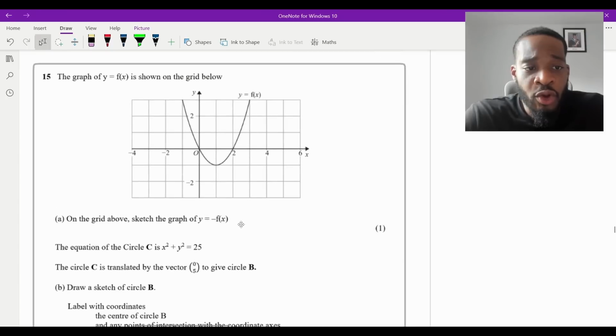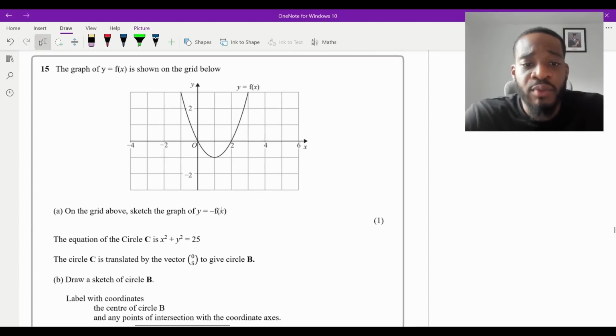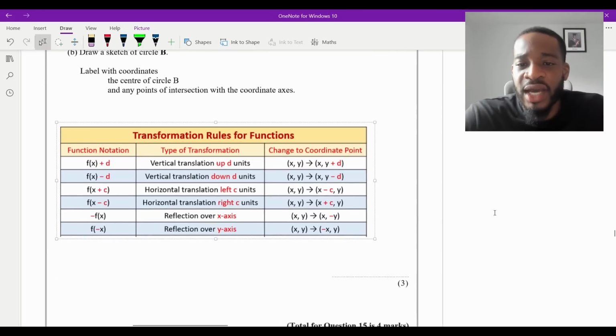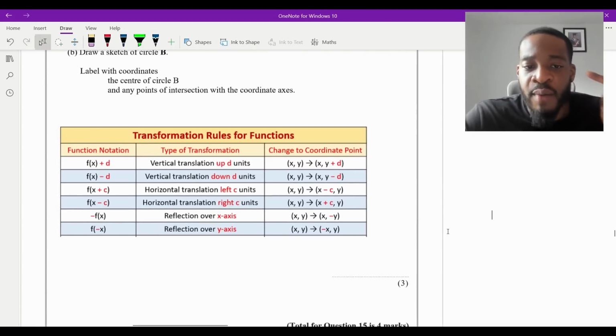So for example, on the grid above, it says sketch the graph of y equals minus f of x. So we're going to go to our table, and obviously you won't get this in the exam. So you're going to look at this in your head because you're going to have memorized it. Which one is minus f of x? It's the second to last one. What happens to it? It's a reflection over the x-axis, right? And what does that translate to in the coordinates? You just multiply every y coordinate by -1.